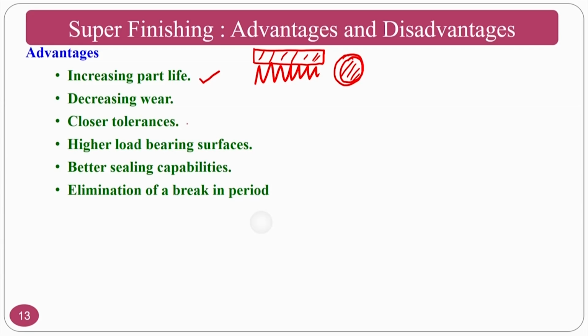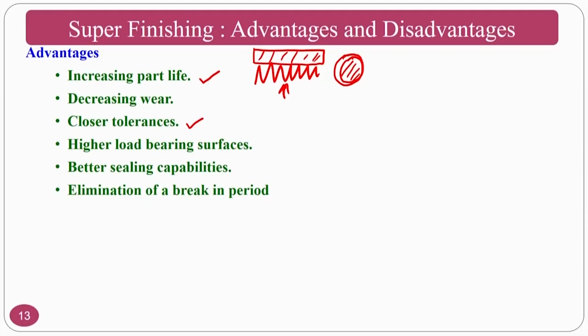And close tolerances: you will always achieve close tolerances because the surface roughness is very low, that means it is a fine finish. So, obviously your surface is smooth and your perfectness will be very high. That is why your tolerances will be closer as per the requirement of the customer. Higher load bearing surfaces. So, if you see in this particular picture, the bearing surface is very less.